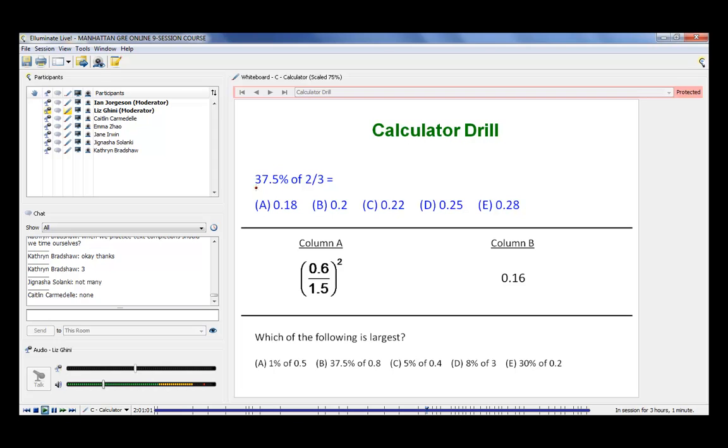Smile at me if you have the little calculator up. Nobody has the calculator. Okay, a couple of people have the calculator up. What's the answer then? If you have the calculator up, how do you do this? Quickly make sure you're proficient with the calculator. No percent button.